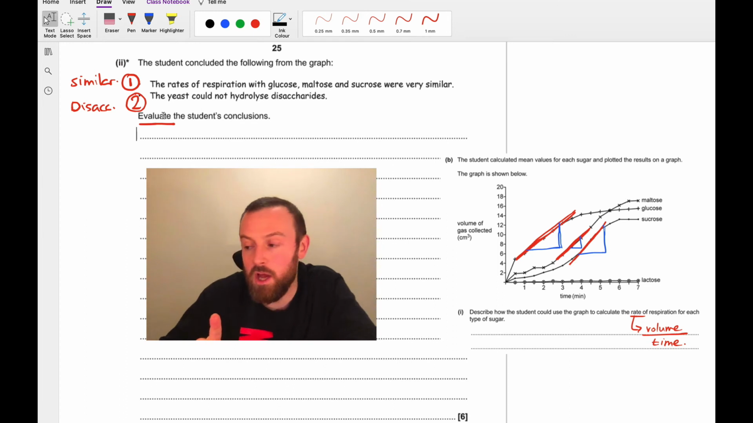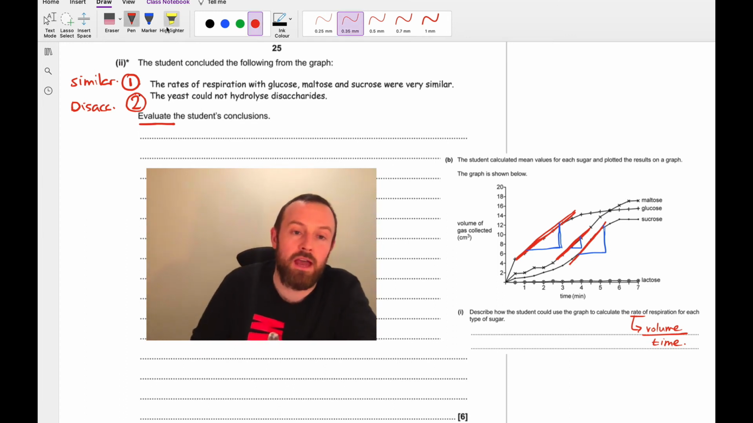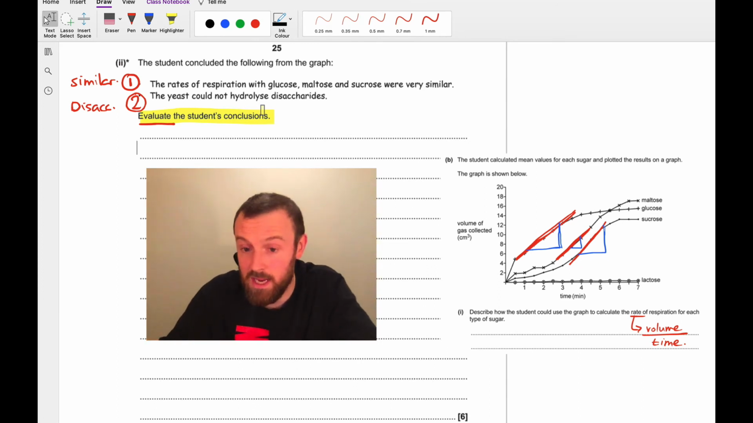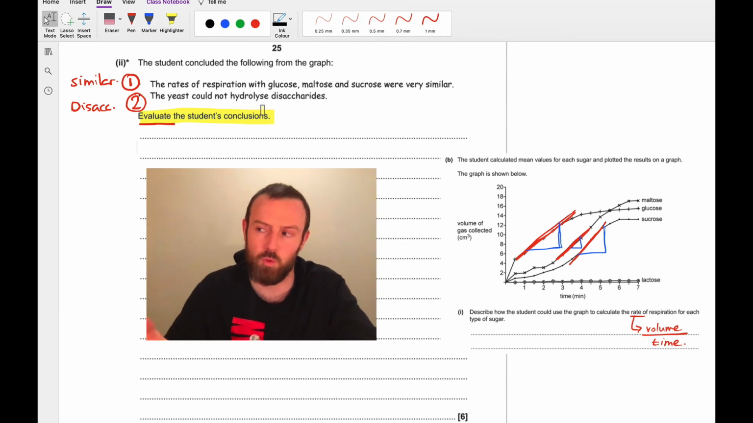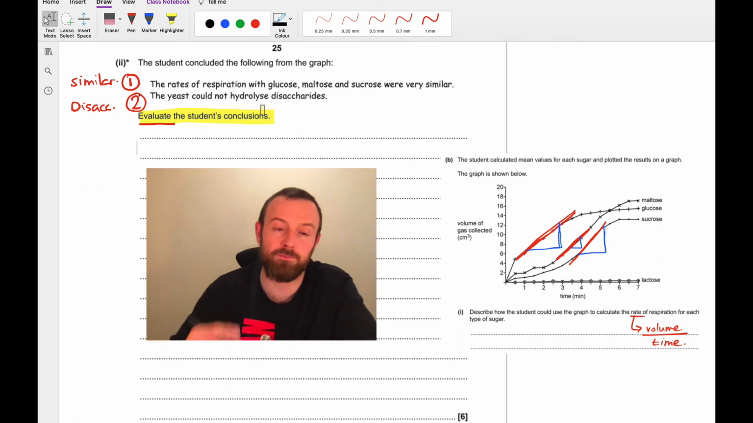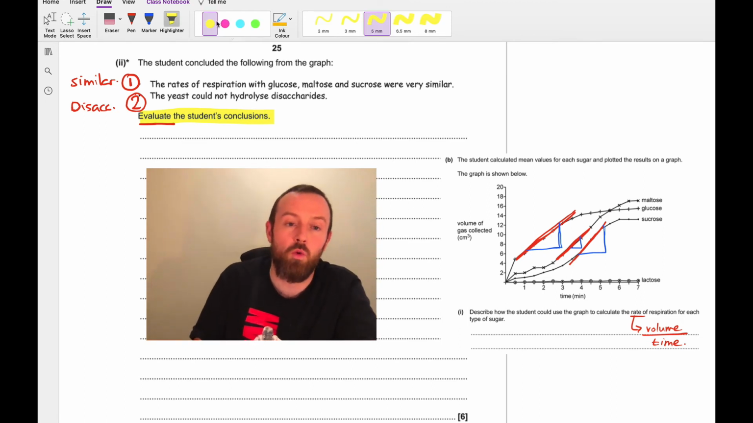Now, the question says, evaluate the student's conclusion. The next thing you need to know is whenever you get a question like this in A-level biology, evaluate the student's conclusions, they don't want you to say, yeah, the student's right, or just that they're really right because of this, this, this. They're going to be partially right. They're always going to be partially right, partially wrong. And so you need to talk about both sides of the coin.